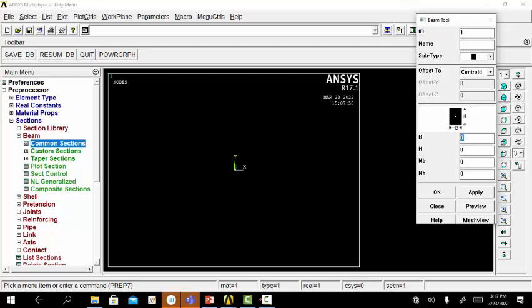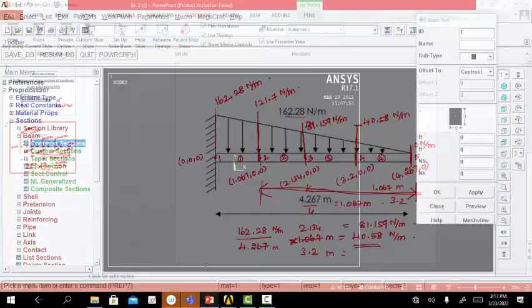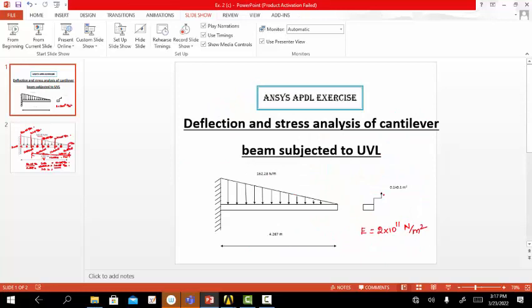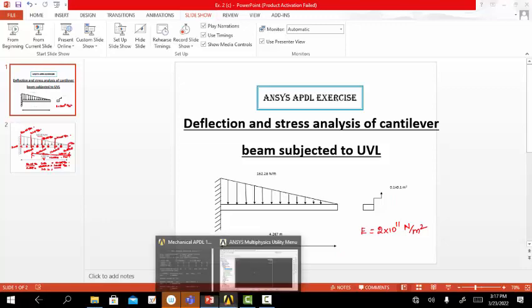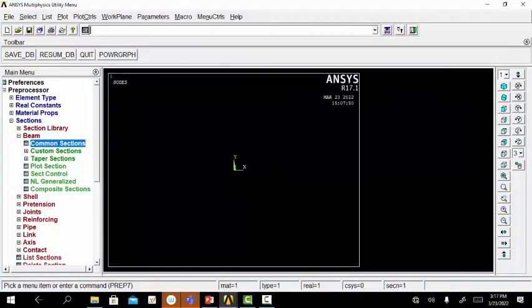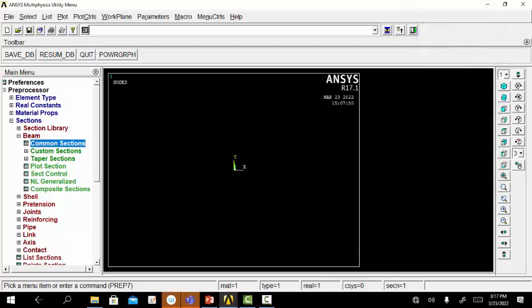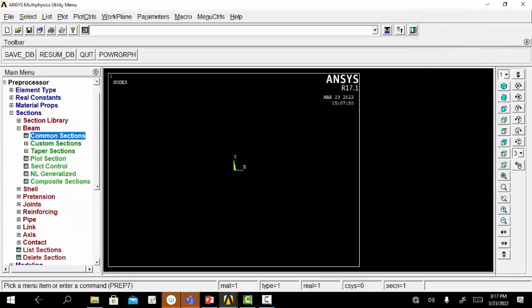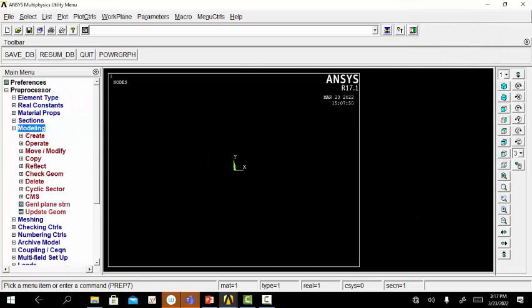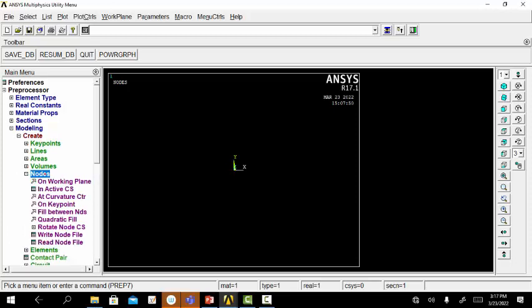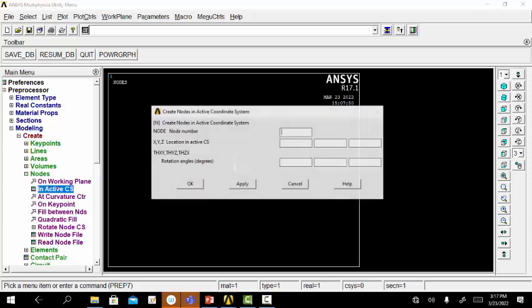So here there is no problem with the dimensions because both the breadth and height, that is the thickness of the beam, are the same, 0.1 into 0.1 meter square. Then we can model using nodes and elements in active CS.